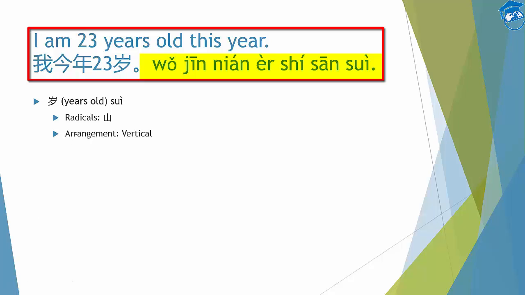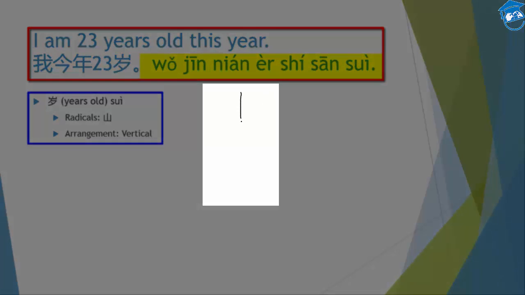The last of the new words is 岁. 岁 is only to tell years old, so it is unlike English. This one is only dedicated to tell about how old you are. This is the pinyin, and the radical is this one, so the arrangement is vertical. Here's how to write 岁: 1 2 3 4 5 6 岁.